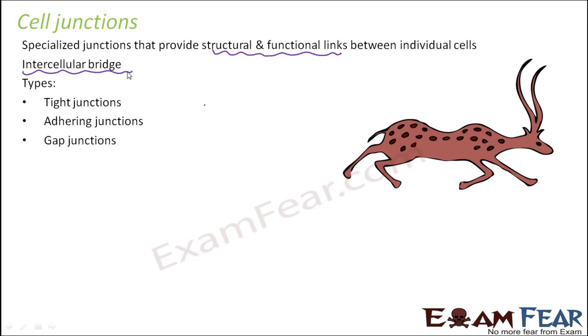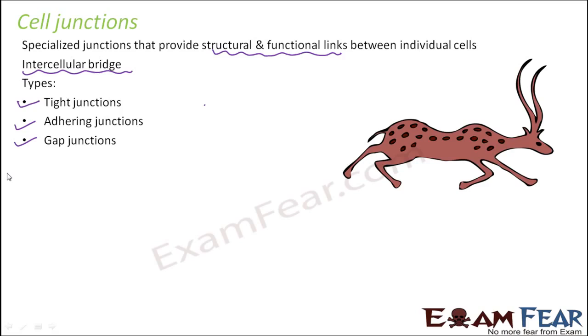There are three types of cell junctions: tight junctions, adhering junctions and gap junctions. Now we will talk about each of them one by one. So we will start with tight junctions. Now all these three types of cell junctions are present in the epithelial tissue, but they are all present in different locations because they serve different purposes. So let us talk about tight junctions.